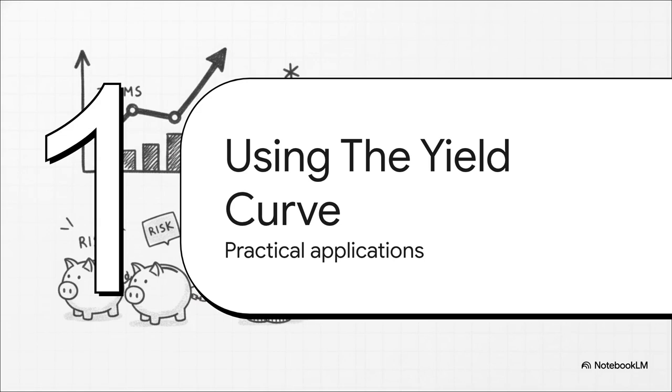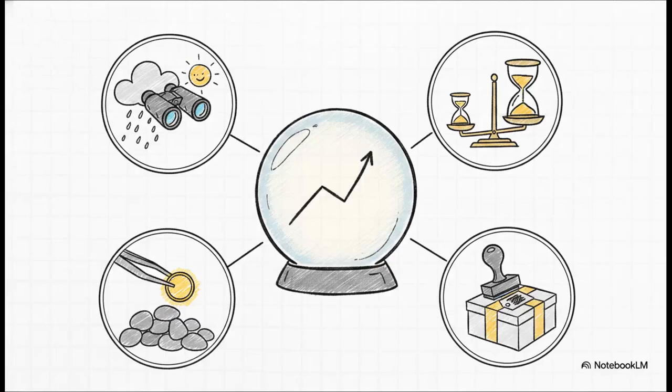Section 5. Using the yield curve. So we've solved the theoretical breakdown, but how is this actually used in the real economy? The yield curve is quite literally a financial crystal ball. Analysts use it for 4 main practical applications. First, as we just saw, forecasting interest rates. The curve's shape tells us exactly what the market expects the future to look like.